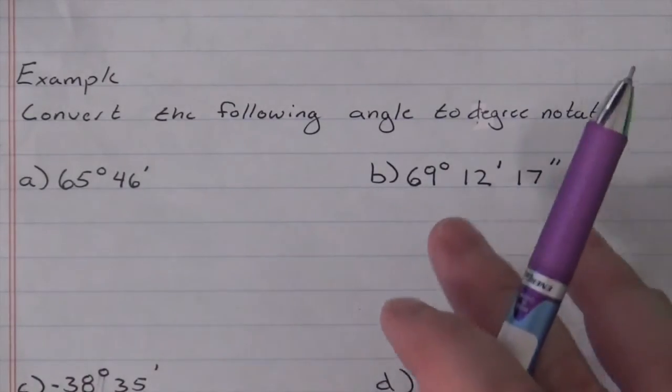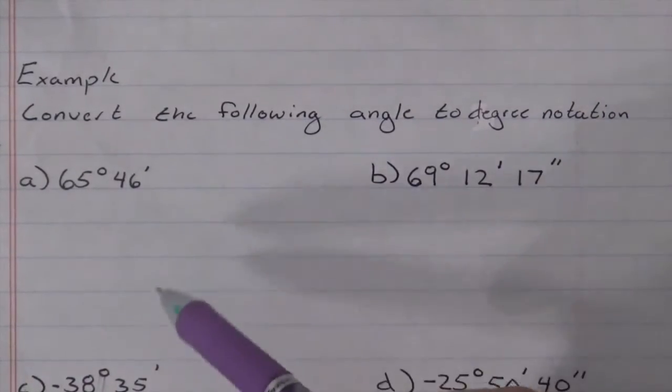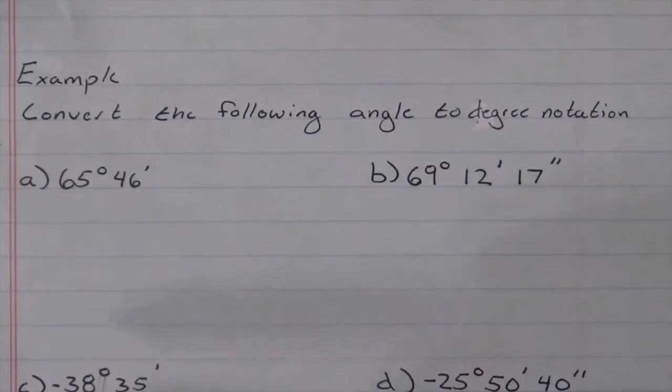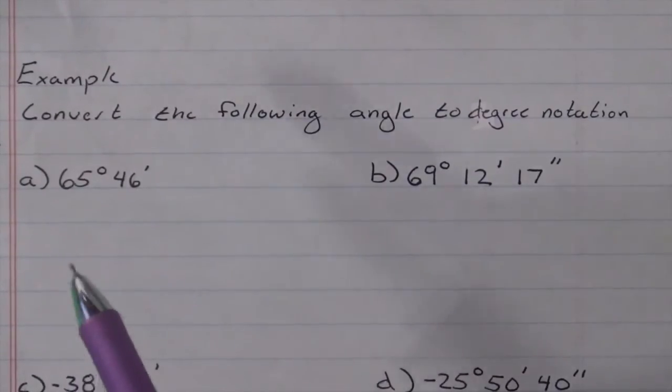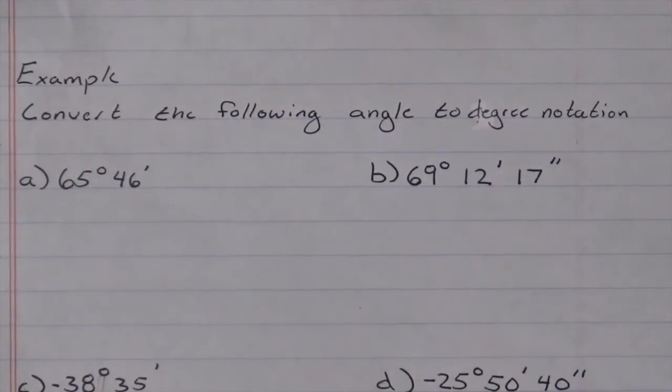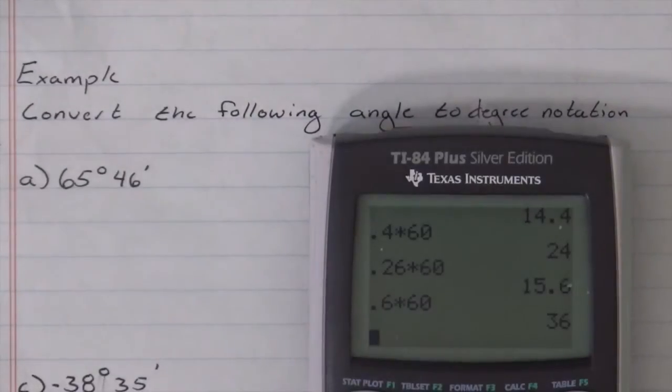Now I want you to look at the side. On the side of your notes, you can't see it on the camera, but you see it in your notes. It says do not round until the end, then round to 2 decimal places. So let me say that again. Do not round until the end, then round to 2 decimal places. Alright, so let's go ahead and do this first one.